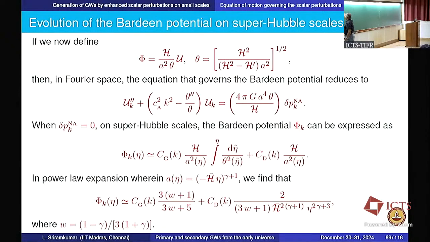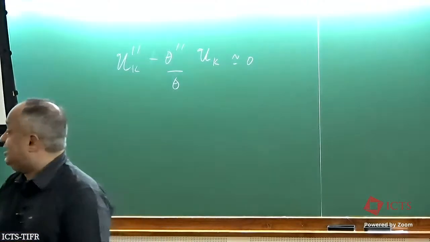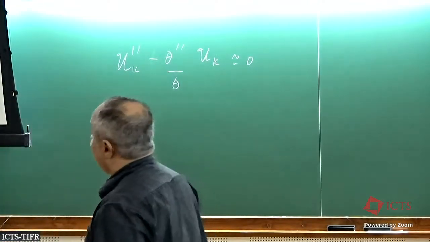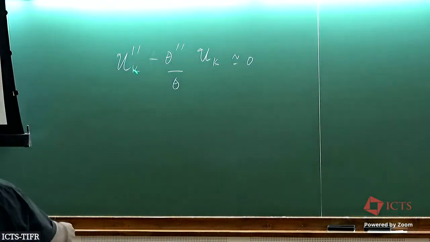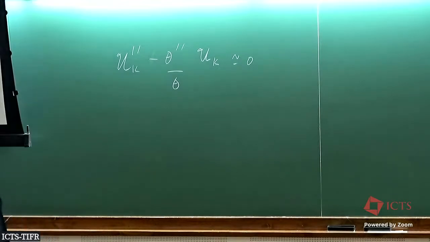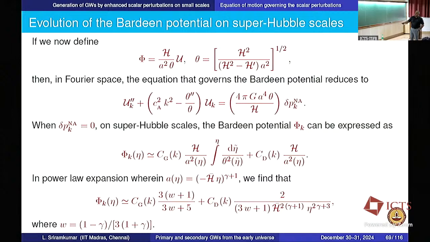So you have u double prime minus theta double prime by theta u k equal to 0, nearly equal to 0. Evidently, one of the solutions is proportional to theta, so the solution in this limit is easy to obtain. The other solution can be written in terms of an integral over theta of this form. And you have certain coefficients; the coefficients and the nomenclature will become clear in a matter of minutes.